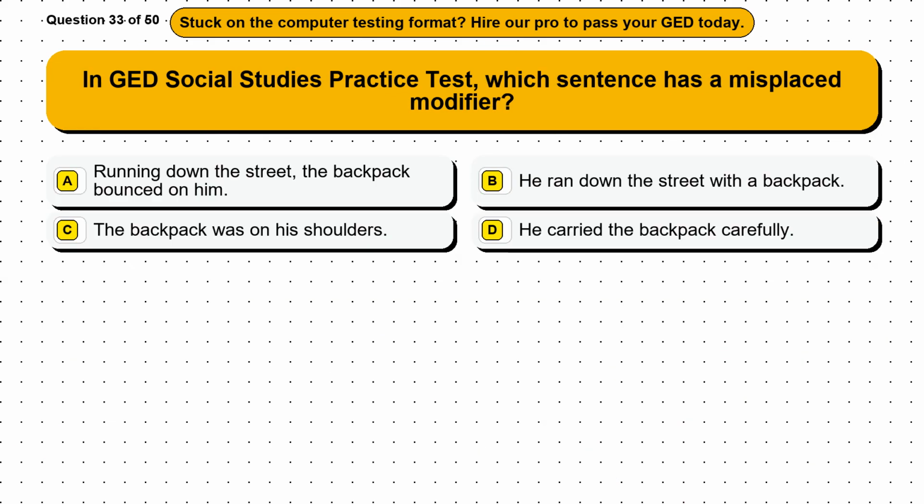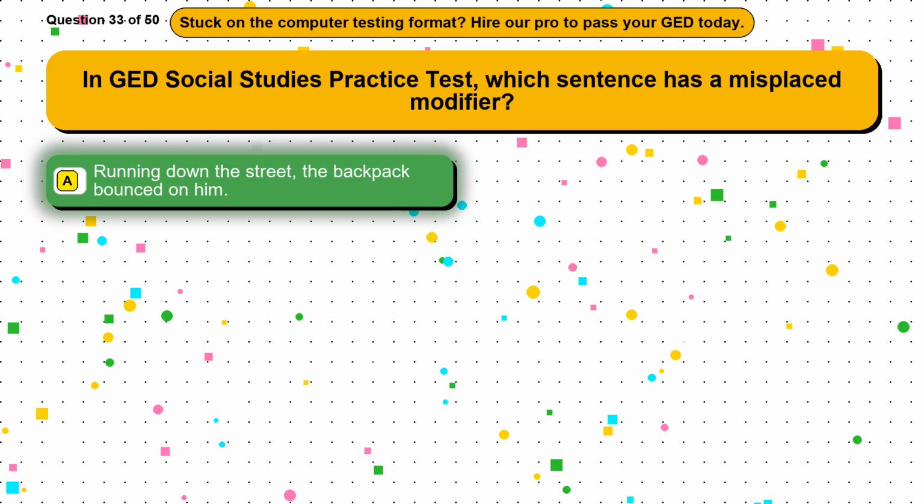Question 33. In GED Social Studies practice test, which sentence has a misplaced modifier? Option A, running down the street, the backpack bounced on him. Option B, he ran down the street with a backpack. Option C, the backpack was on his shoulders. Option D, he carried the backpack carefully. The correct answer is option A.